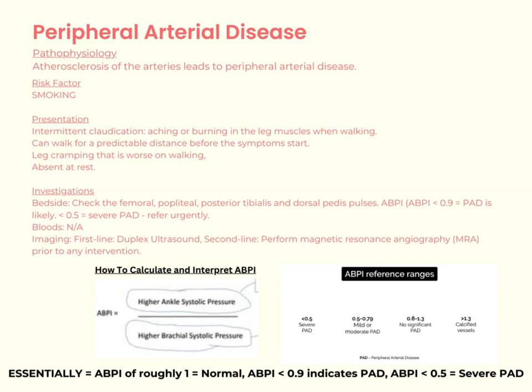In terms of investigations, we can do an ankle brachial pressure index. So below you can see how to calculate it, and in terms of interpretation, the main ones you want to remember is an ankle brachial pressure index of less than 0.9 suggests PAD, and less than 0.5 suggests severe PAD, and if it's over 1.3 it suggests stiff calcified vessels, which is most commonly caused by diabetes mellitus. Always check for the pulses, and in terms of imaging, first line is duplex ultrasound, second line is MRA.